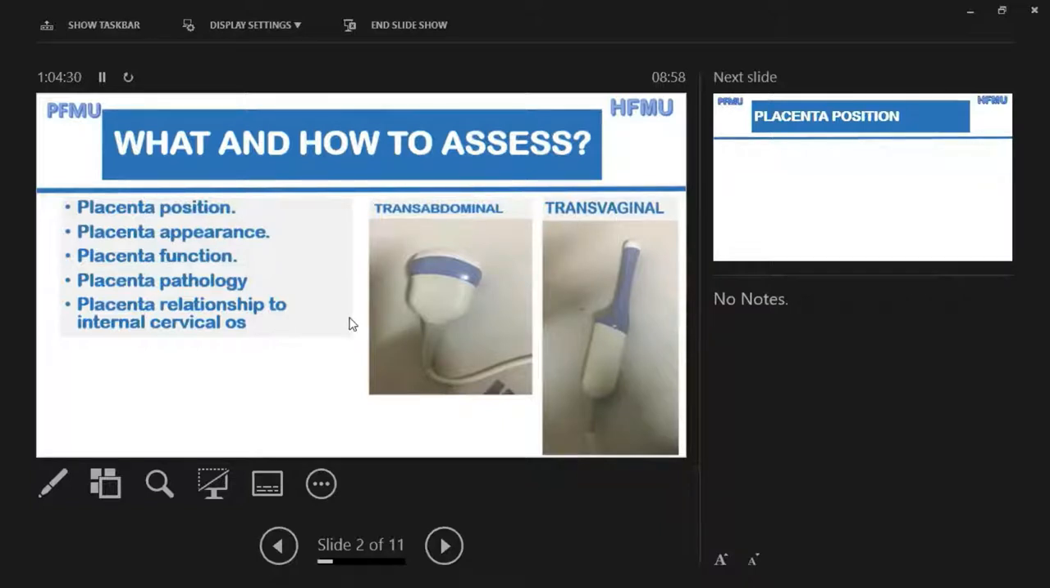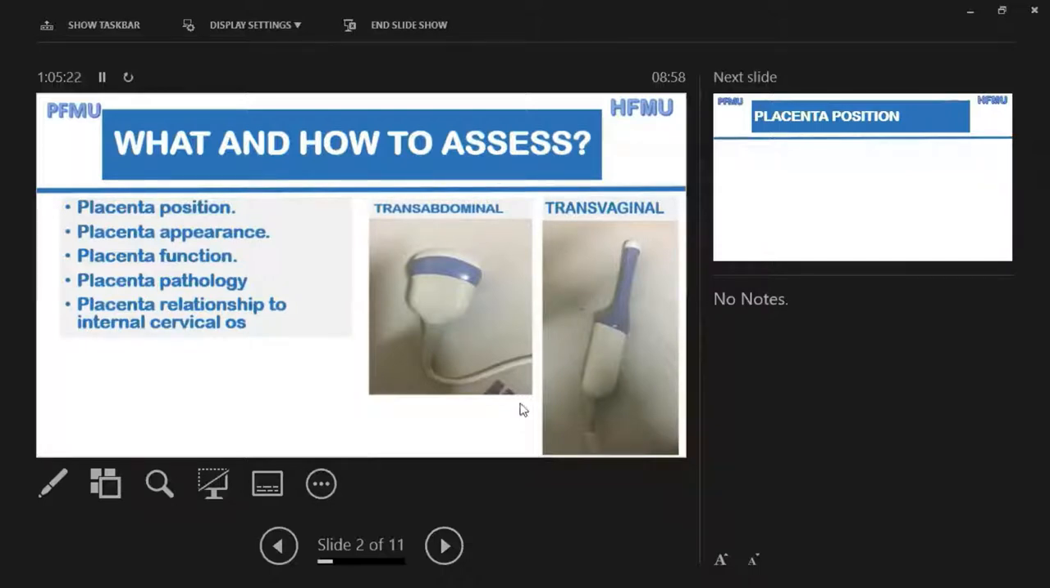For the placenta, what are we supposed to assess and how are we supposed to do it? First of all, we should establish where the placental body is, that is the exact position where the placenta is. We should describe the placental appearance in terms of grading. Is it grade 1, 2, or 3? And then we should assess the function of the placenta because it has a lot of input in the fetal well-being. We should then assess if there's any placental pathology and assess the relationship of the placenta to the cervical internal os.